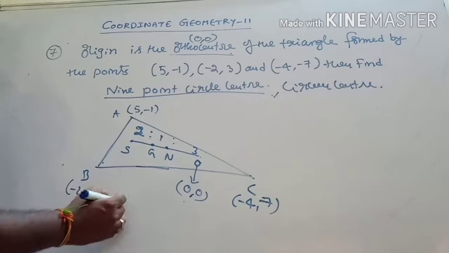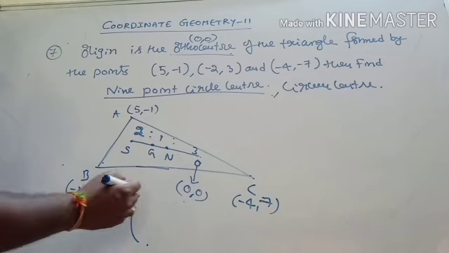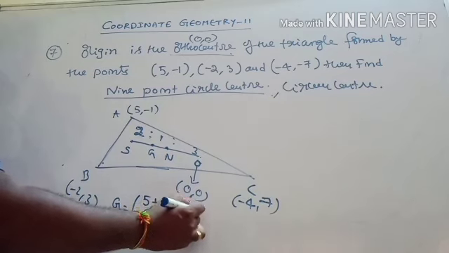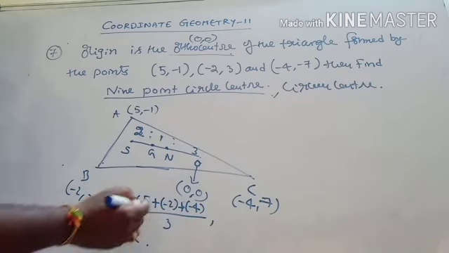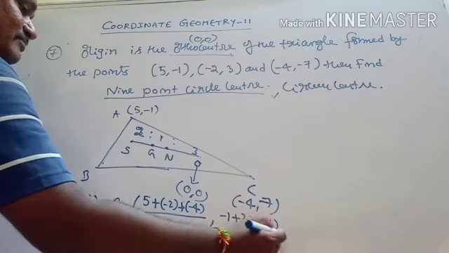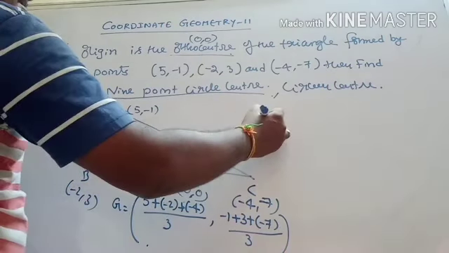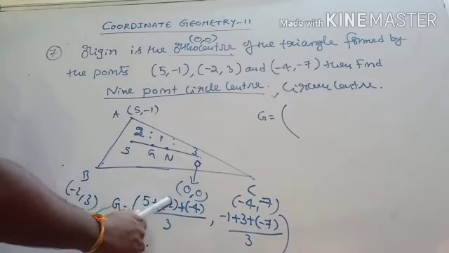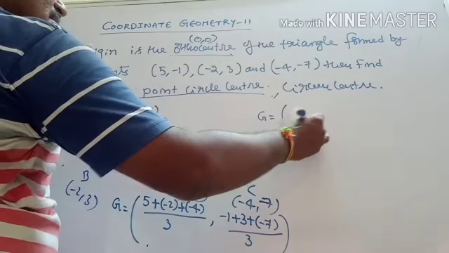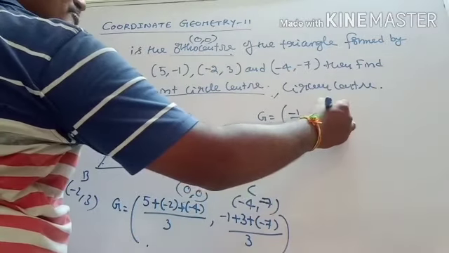Now the centroid, how we are going to get it: Z is nothing but, you know the formula, x1 plus x2 plus x3 by 3. This is 5 plus of minus 2 plus of minus 4 by 3 comma y1, this is now minus 1 plus 3 plus of minus 7 by 3, like this, right? This is what you have. Now Z is equal to 5 minus 2, 3, 3 minus 4, that is minus 1 by 3, minus 1 by 3, and this is now minus 8 plus 3, that is minus 5 by 3.